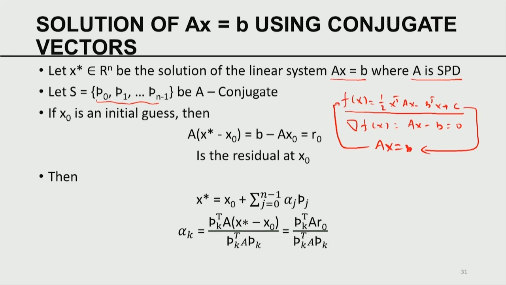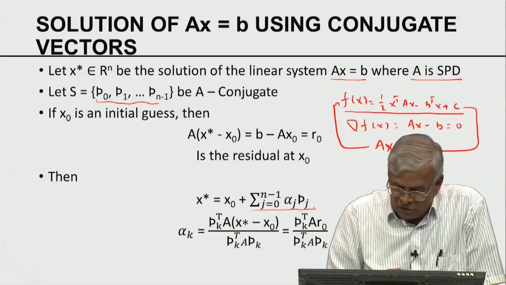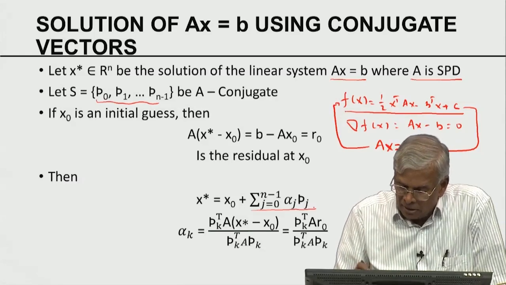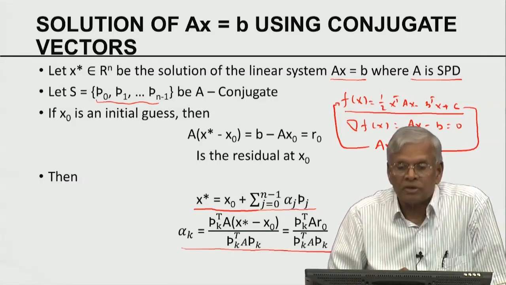So b minus A x0, since A x star is b, is equal to A times (x star minus x0), and that is equal to r0, the initial residual at x0. Then I can express x star as x0 plus a linear combination of all the conjugate direction vectors that are given. From the previous analysis, we now know the alpha k's that enable this expression to be true. The alpha k's are given by this expression.